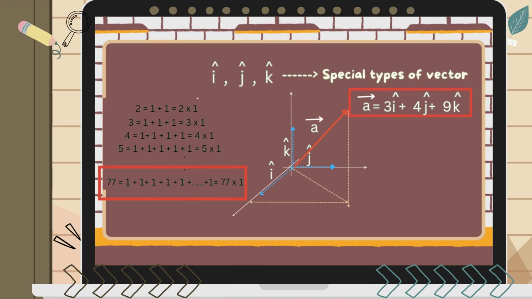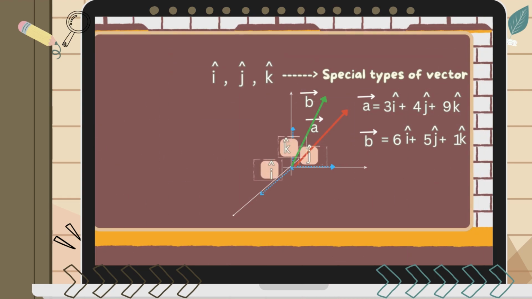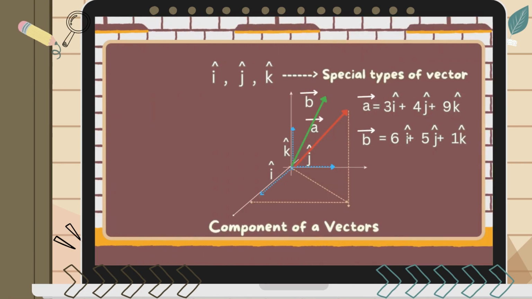But for now, the point is that, similar to natural numbers, a vector can be decomposed into a set of special elementary vectors. For example, consider another vector B in three-dimensional space decomposed like this. Basically, these two examples tell us that any vector in 3D space is just made up of these three vectors. Here, these individual vectors are called the components of the vector. As we learn more about vectors, we will see how important and useful this idea is. It makes dealing with vectors a lot easier.